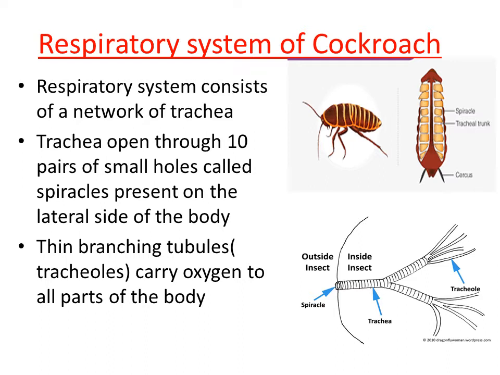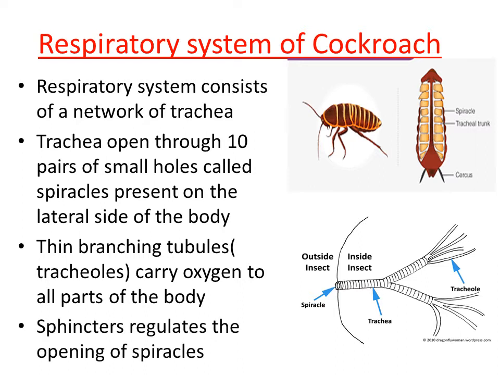So in order to regulate the opening and closing of the spiracle, a muscular lid can be seen in the cockroach, that is known as sphincters, right? So sphincters actually regulate the opening of spiracles. When there is a need to send oxygen inside, during that time the sphincter opens the hole of the spiracle, and when there is no need of oxygen, it will close. So this is how the opening and closing of the spiracle is regulated by sphincters, right?